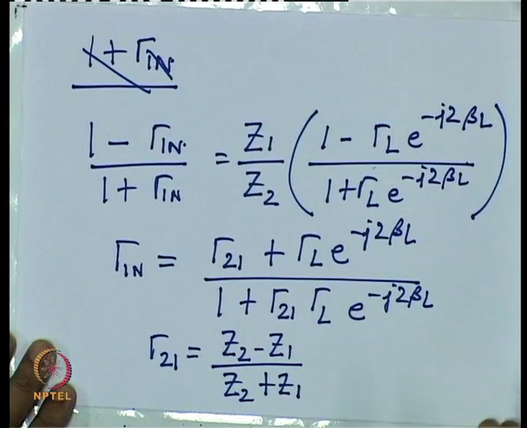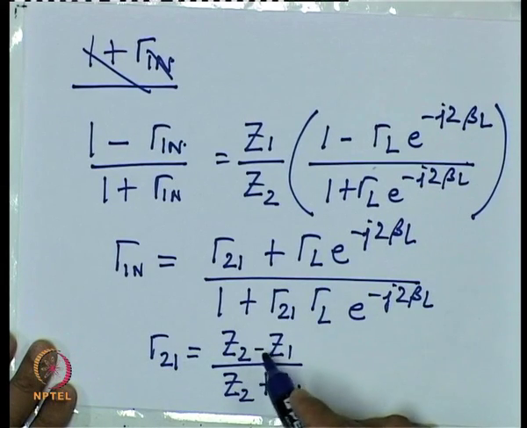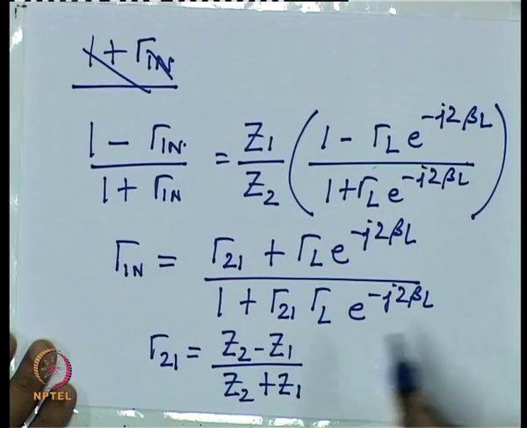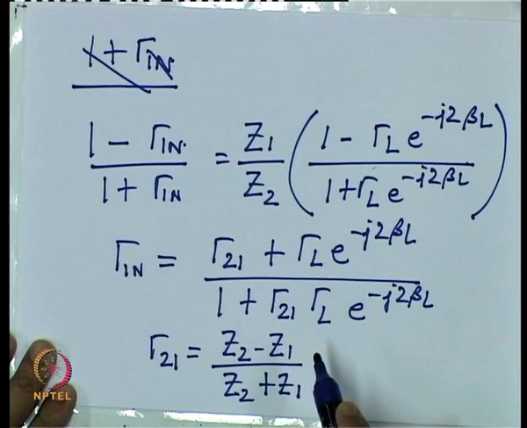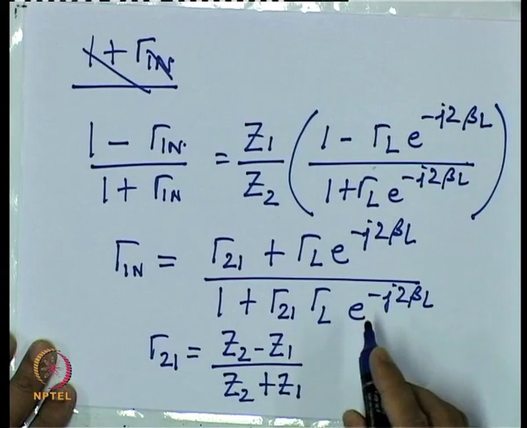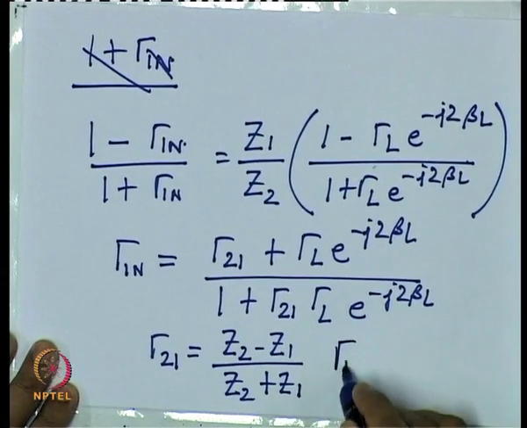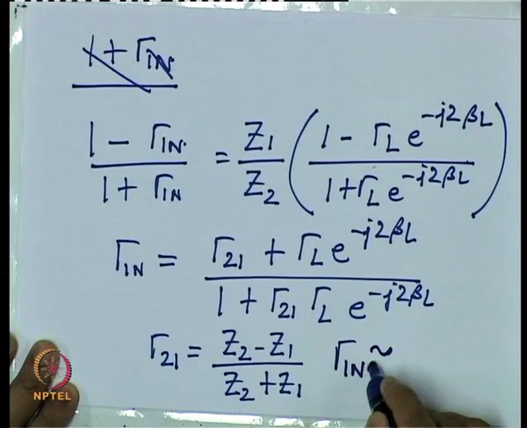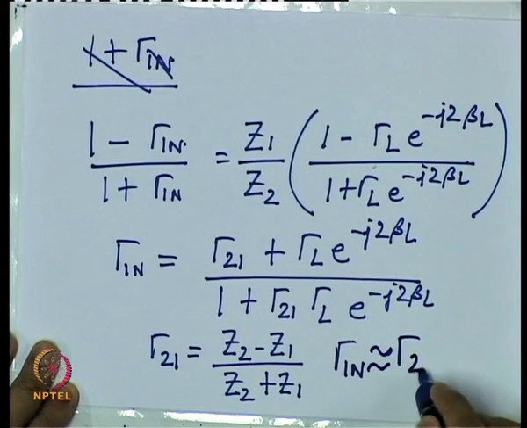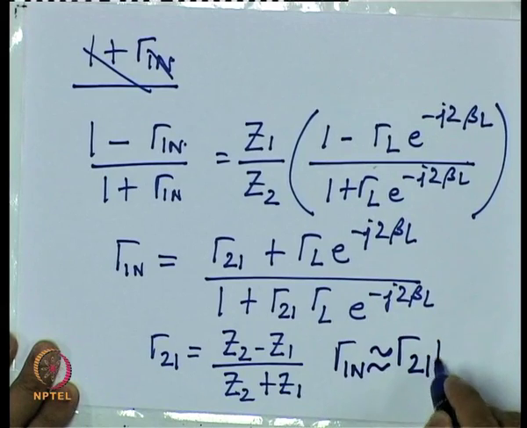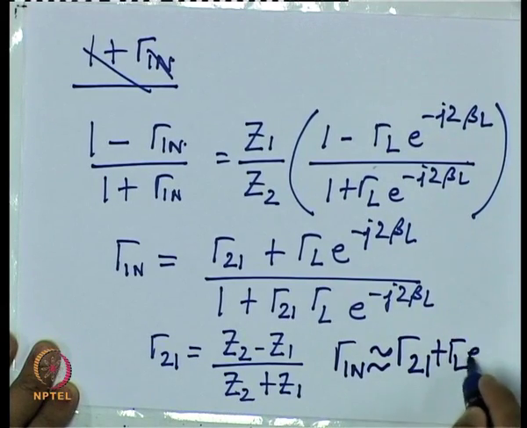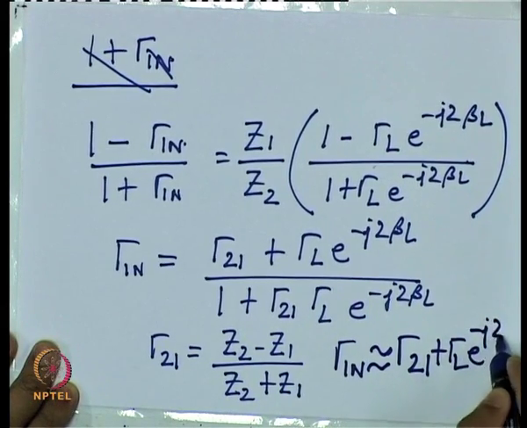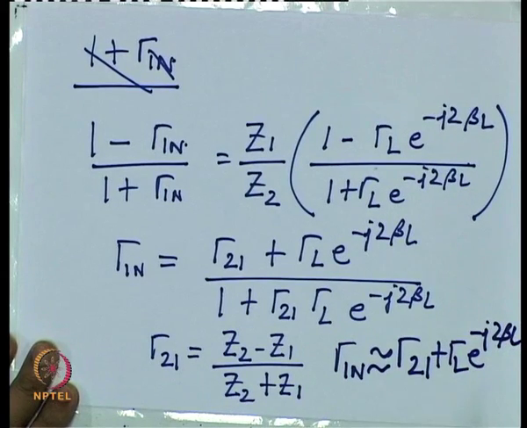The solution is that this quantity gamma 21 is dependent on the difference between Z2 and Z1. If Z2 and Z1 are not that different, Z2 is very close to Z1, then gamma in can approximately be written as like this.